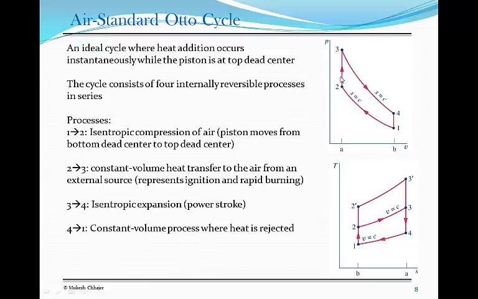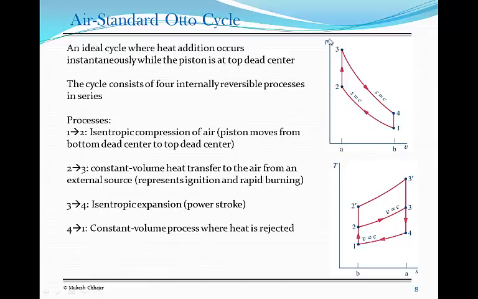Then 2 to 3 is where the heat is absorbed. In reality, it would be the combustion, but since we are replacing combustion by just a heat transfer process, this is where the heat would be taken in from some external source, and that's a constant volume process. Then 3 to 4 is the power stroke, where that heat is transferred to move this vehicle, let's say. And then 4 to 1 would be the exhaust process, where in our case the heat is being rejected.